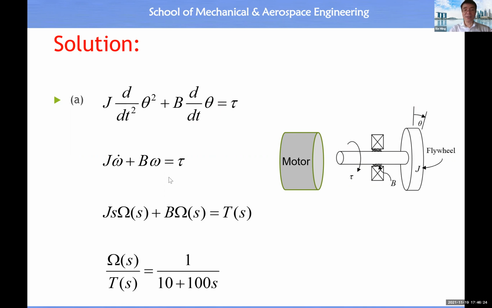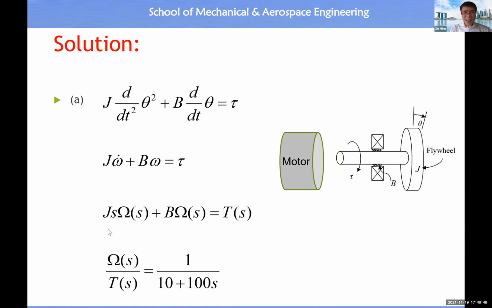Then you see you have a simple differential equation. You still have derivatives here. Then in order to reduce complexity, we apply Laplace transform. Then in frequency domain, this becomes S times Laplace transform of omega plus B times Laplace transform of omega equal to Laplace transform of torque.